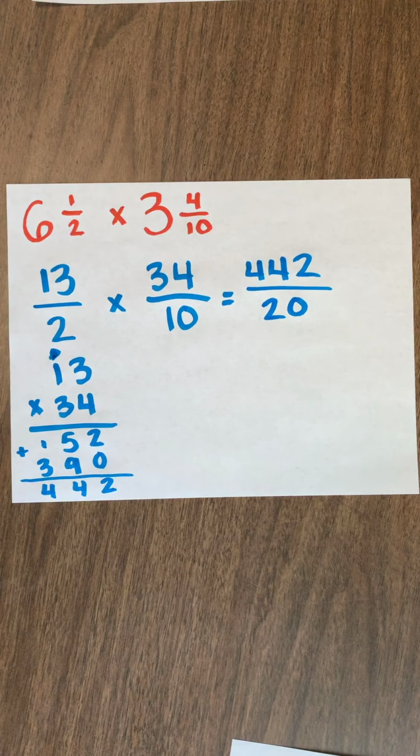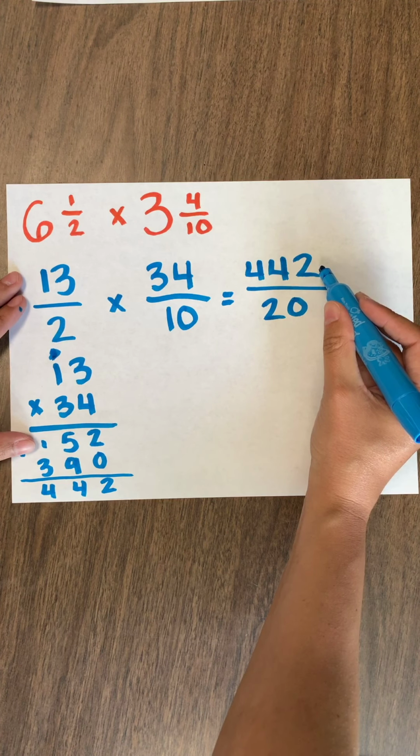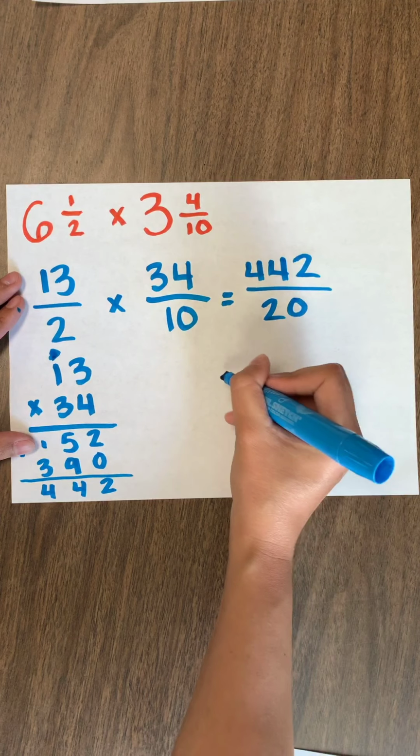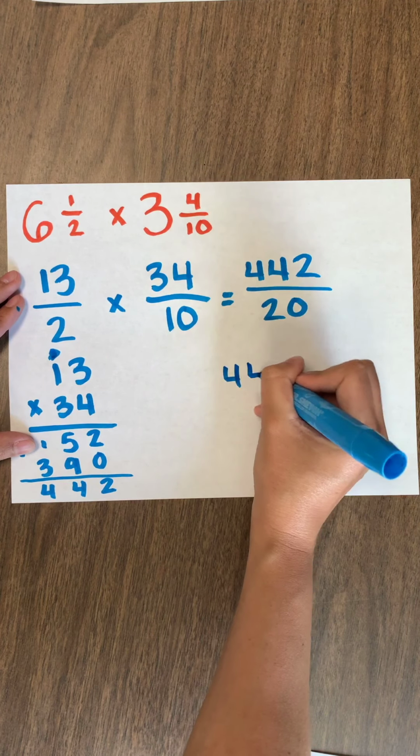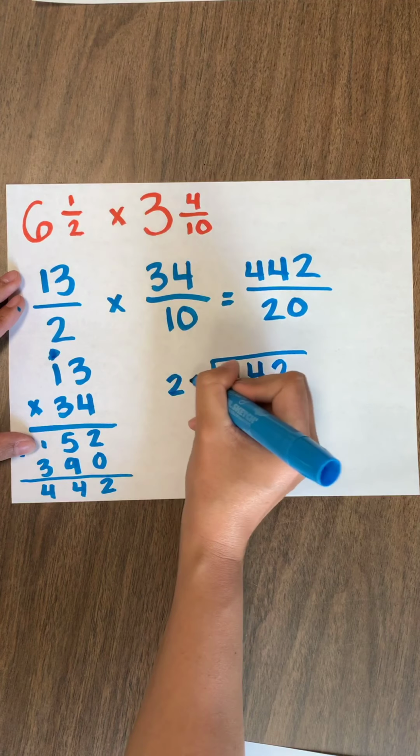Now we can't leave it that way, right? Because that is improper. So we have another step, which is to make it GLAD. So the G in GLAD stands for go divide. So we're going to do 442 divided by 20. Again, that's big division. So I'm going to stack mine and set it up off to the side here.